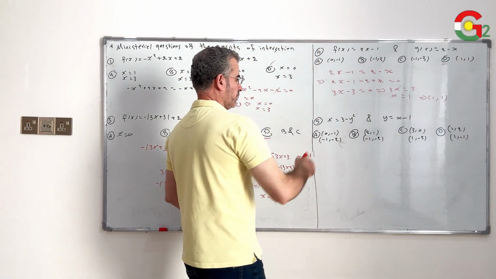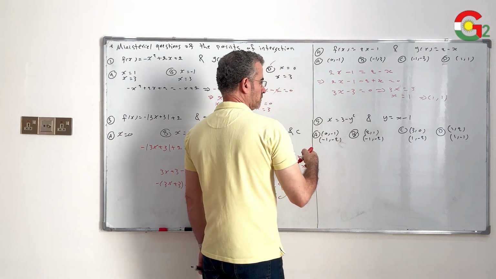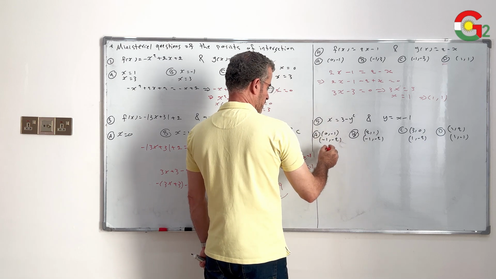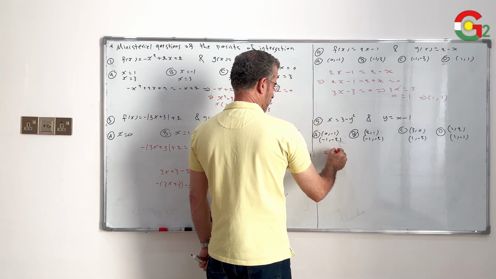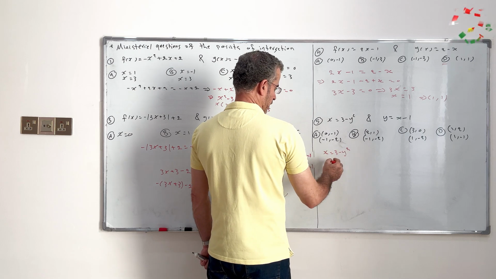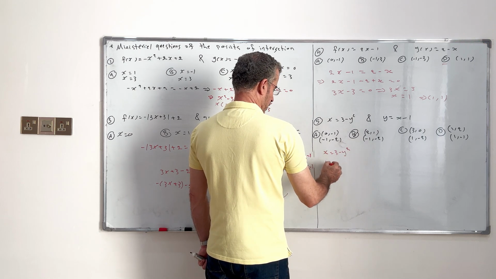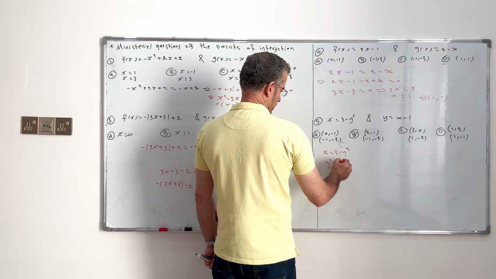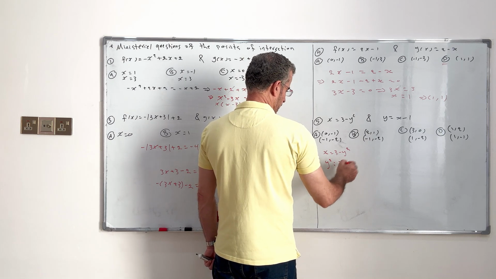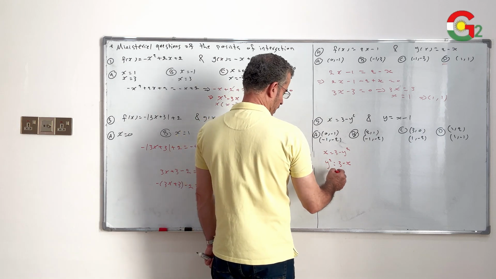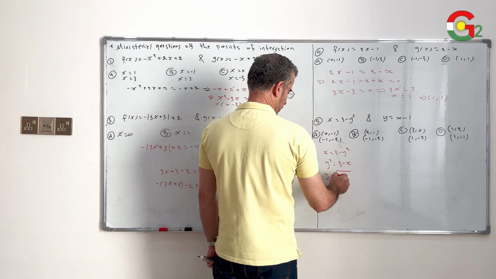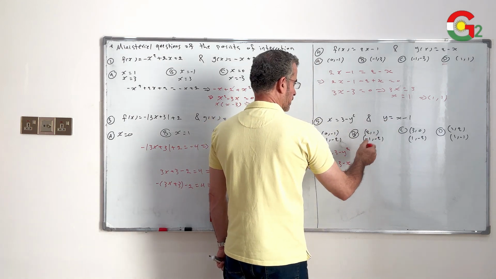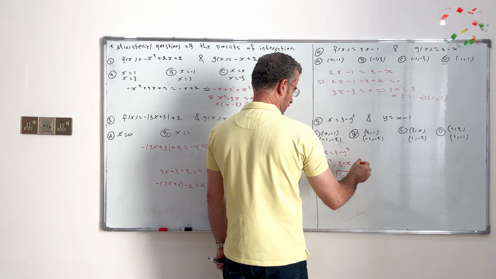Question number 5, find the intersection point of these two graphs. I'll rewrite this function in standard form, x equal to 3 minus y power 2, then y power 2 equal to 3 minus x, then y equal to square root of 3 minus x. Also, this function is in standard form.